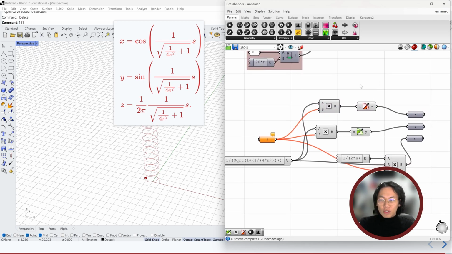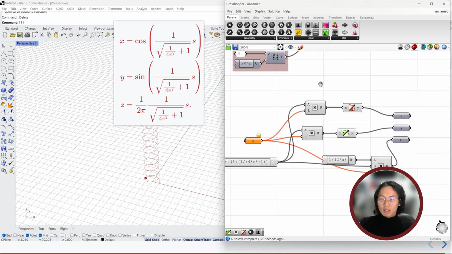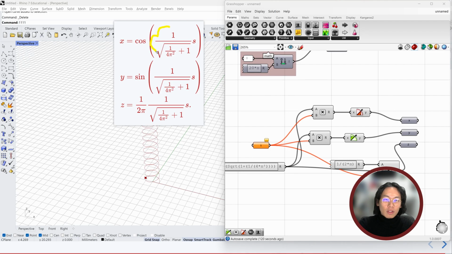Okay, let me quickly summarize a little bit. So this guy, yellow, is this ugly function, and s is this one. So s multiplied by this ugly one, and this will be this one, and plug the whole part into the cosine function. So after this, the x is this. For y and z, that will be pretty much the same.